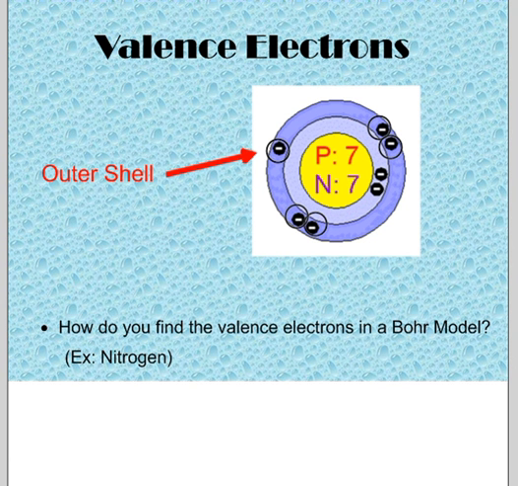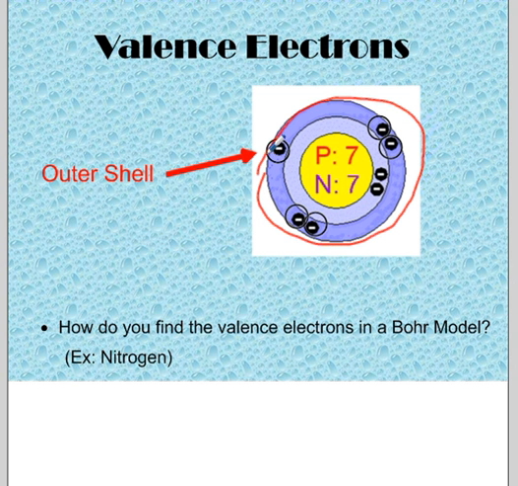So a question is, how do you find out the number of valence electrons when looking at a Bohr model? So we've been practicing over and over how to draw Bohr models. And as you can see, there's already an example of a Bohr model up on the display. And you can see that this Bohr model has 7 protons, 7 neutrons, and 7 electrons. So this is nitrogen.